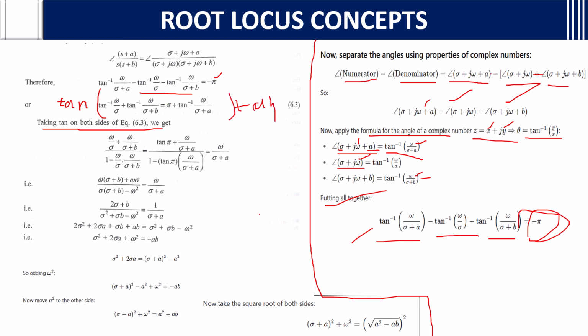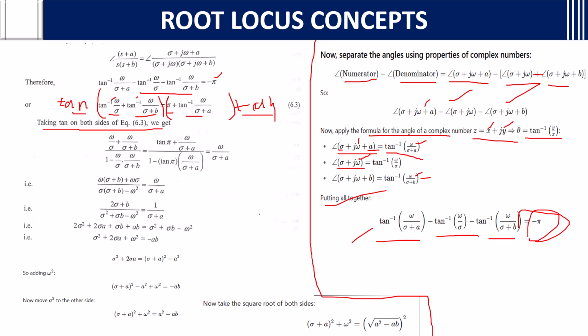Just a second. Here it should be like this. Tan on both sides. This pi also needs to be included in the bracket. Okay, tan on both sides. If you see, this is in the form of tan of A plus B. This is A, this is B. This is also in the form of tan of A plus B.